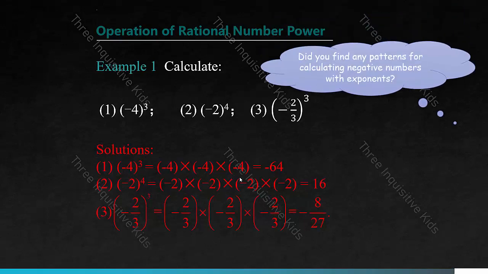Did you find any patterns for calculating negative numbers with exponents? Here you can see that all the bases are negative. You can see that when we had an odd exponent, the product was negative. If we had an even exponent, the product was positive.